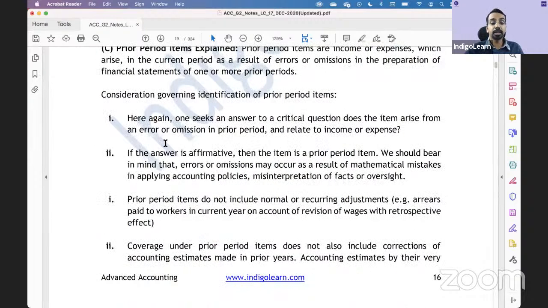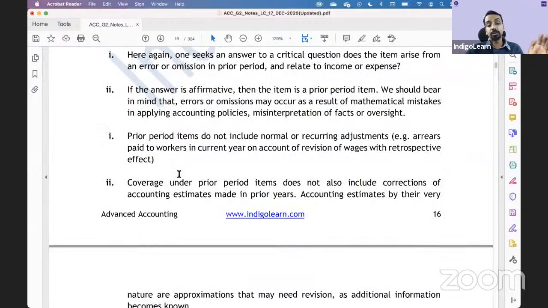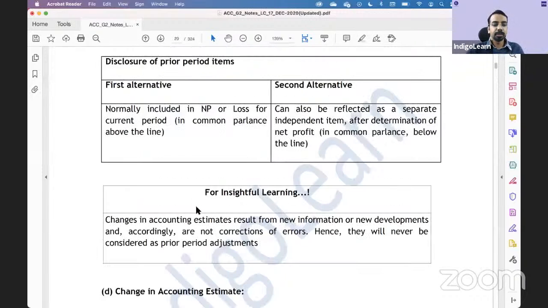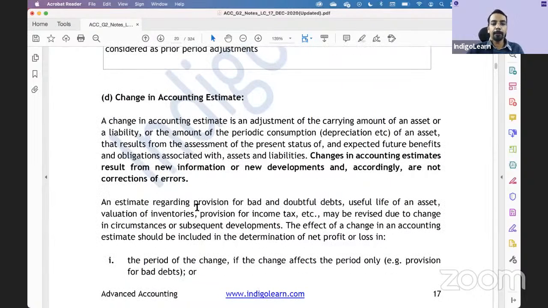Yeah, so another thing you can keep in mind is if there are some arrears which are paid to the worker, so there were some settlements going on and in this year you pay arrears of the past year, those are not prior period items. Changes in accounting estimate is a normal state of a thing, so I'm just excluding that.